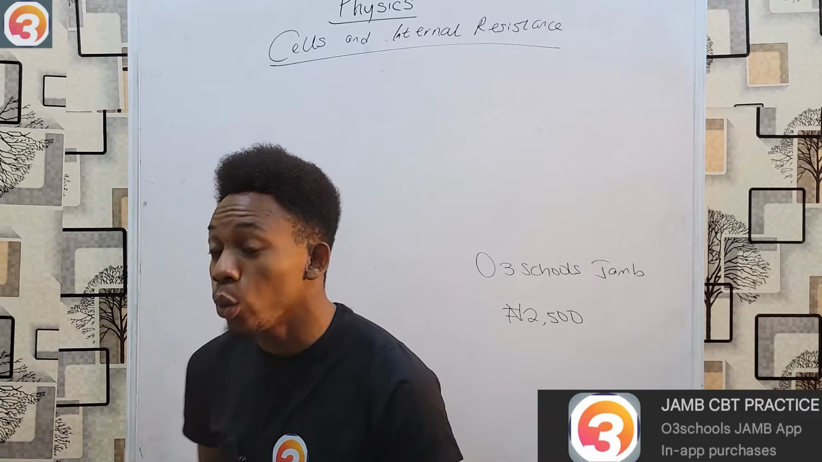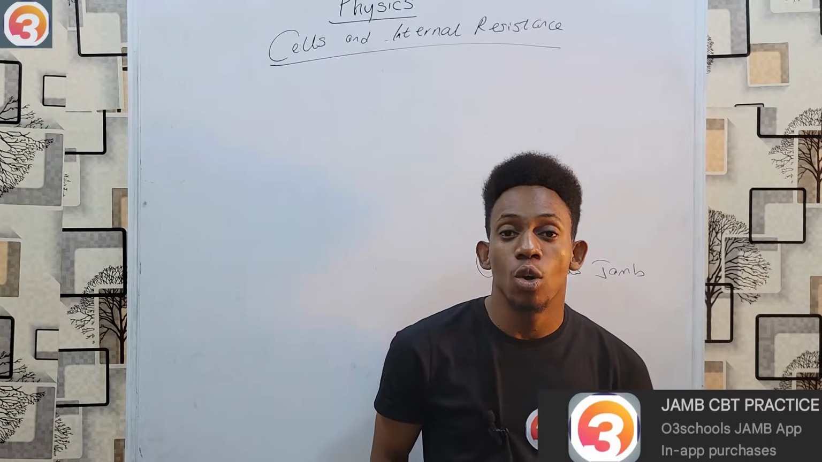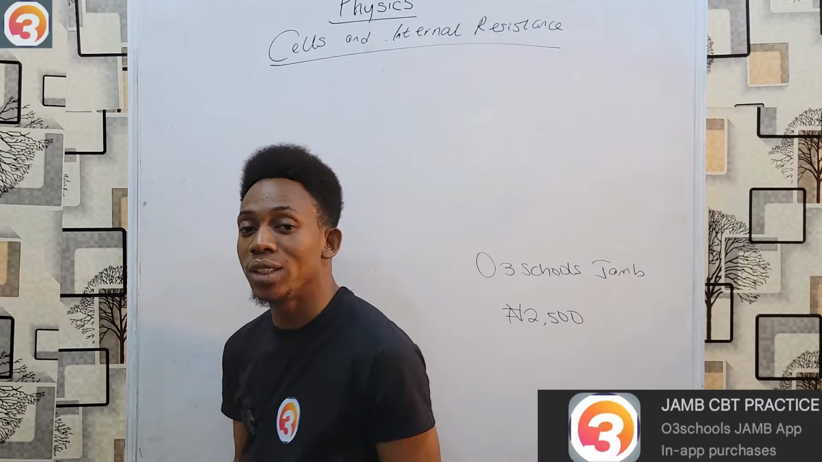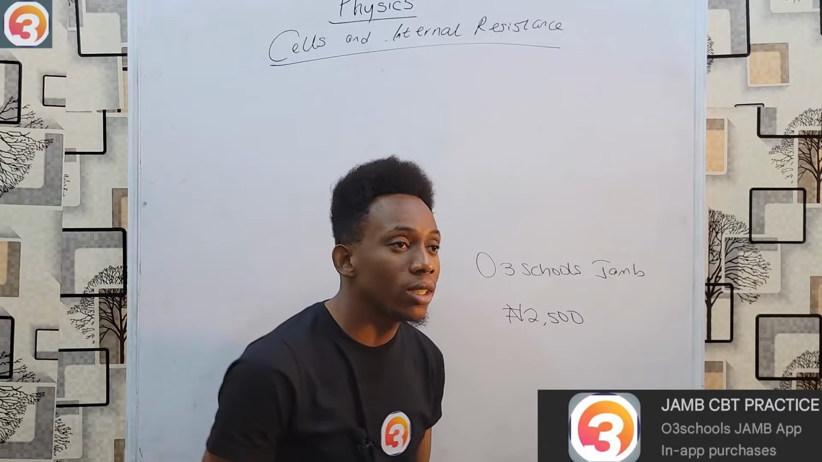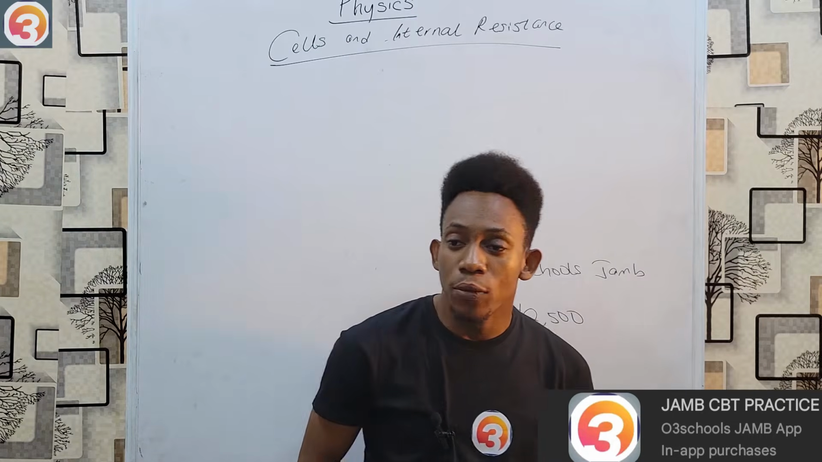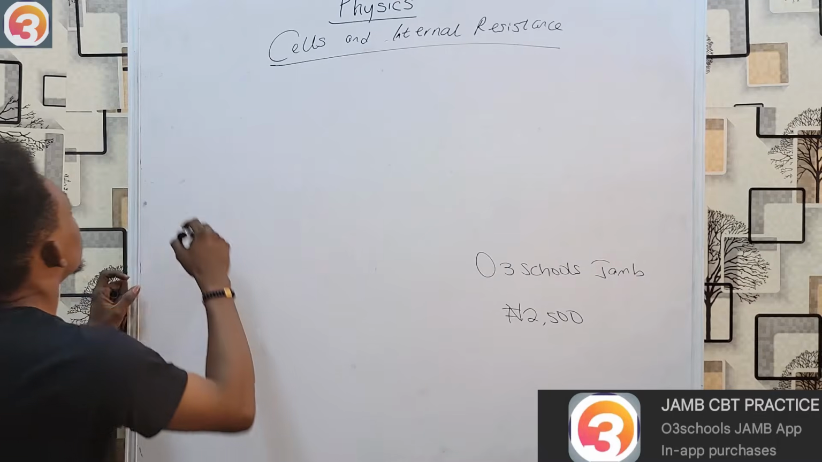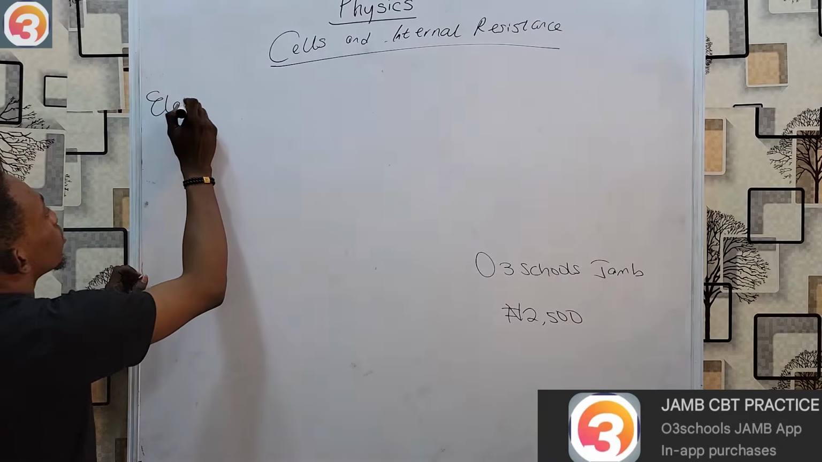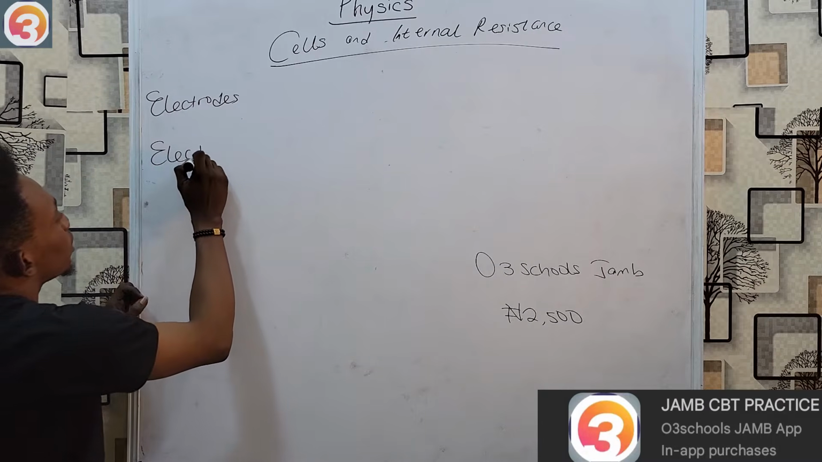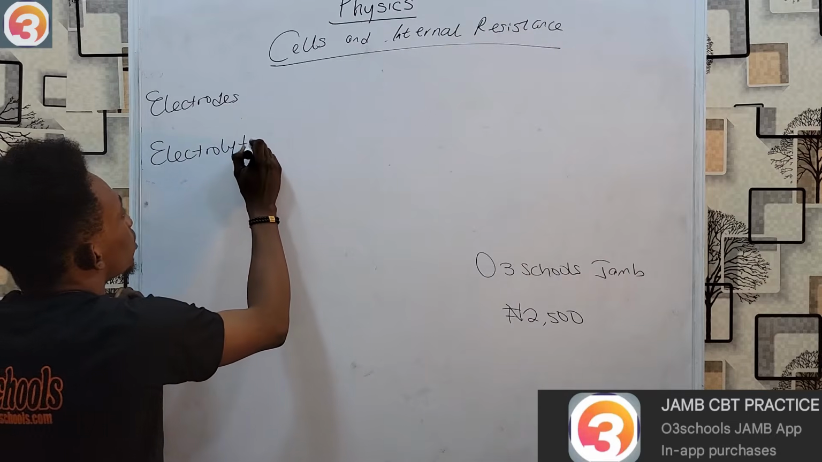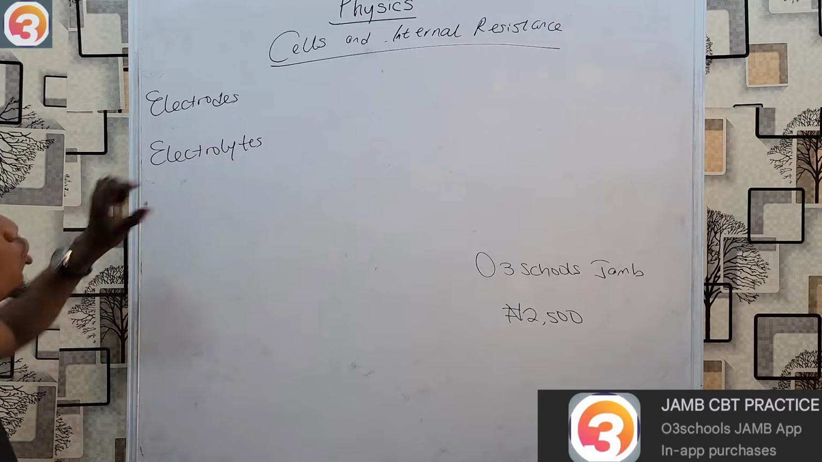There are two types of current: alternating current and direct current. The one provided by the power station or your generator is alternating current, while that provided by a simple battery is direct current. So every cell must have electrodes and electrolytes, no matter the type or nature.